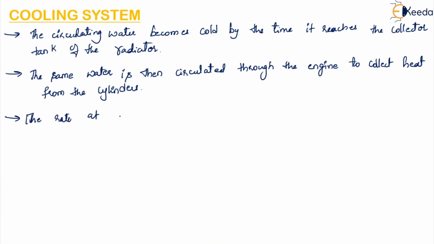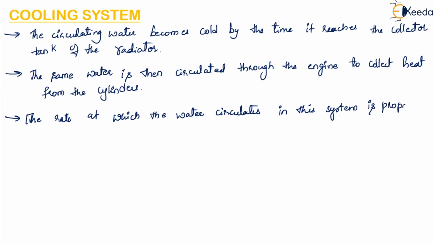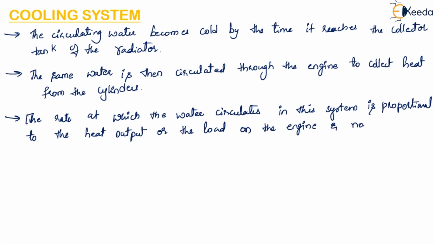The rate at which the water circulates in this system is proportional to the heat output or the load on the engine, and not to the engine speed. So some of these thermosyphon systems also have fans mounted behind the radiator and driven by belt and pulleys from the crankshaft to assist the flow of cooling air.